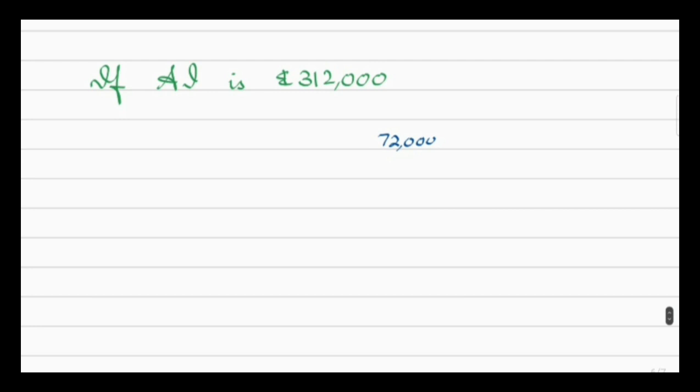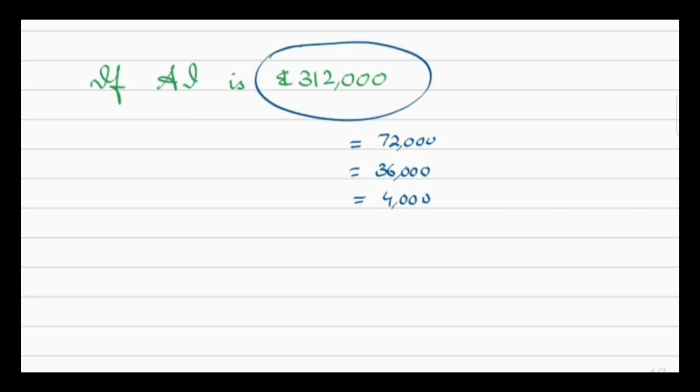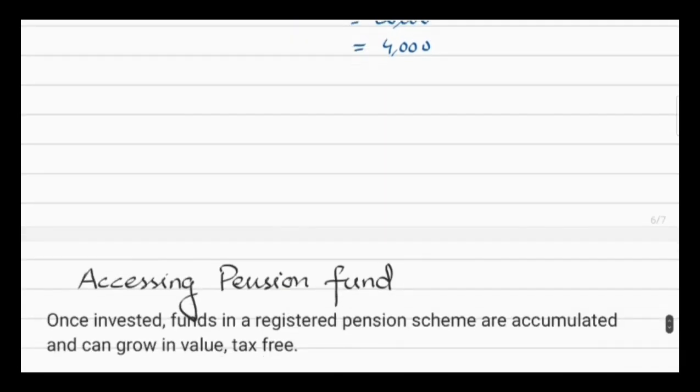Then 3,12,000 minus 2,40,000 will give you 72,000. Half of this is 36,000. And when you deduct 36,000 from 40,000, you will get 4,000. Remember that if adjusted income is in excess of 3,12,000, you don't need to calculate the adjusted allowance. It will always be 4,000.